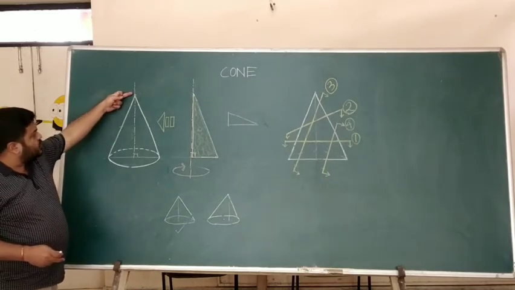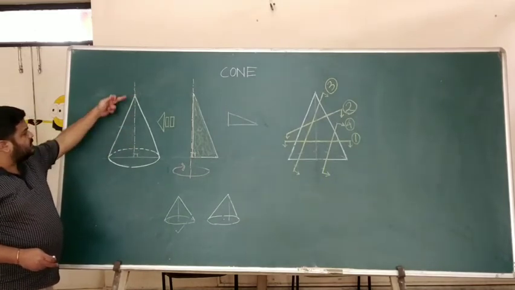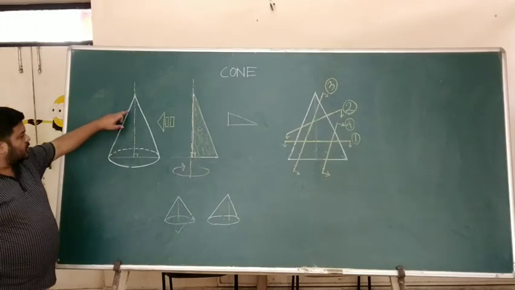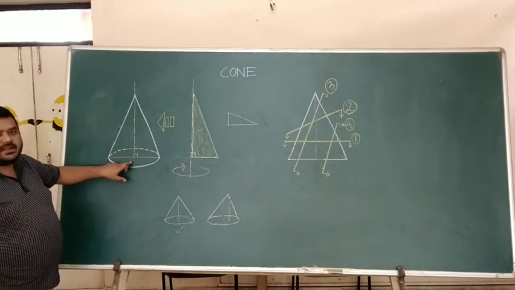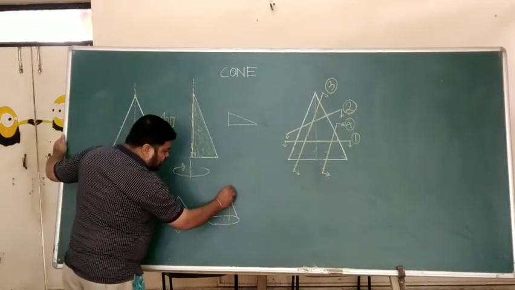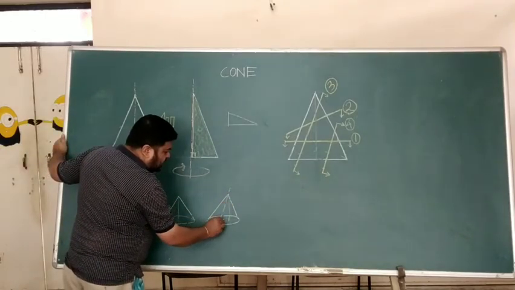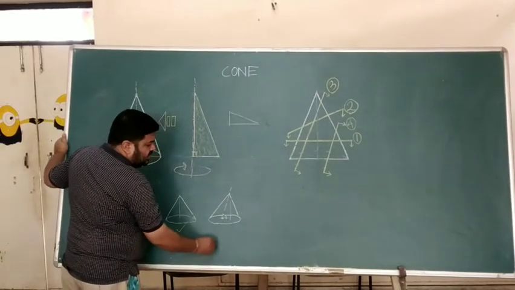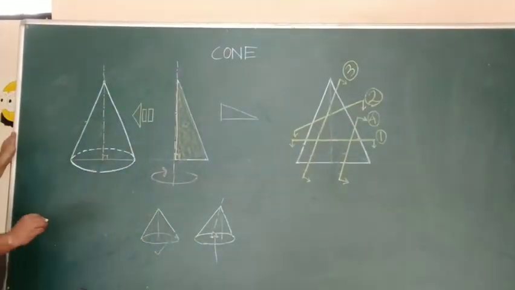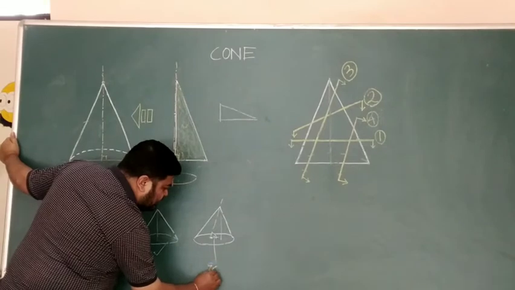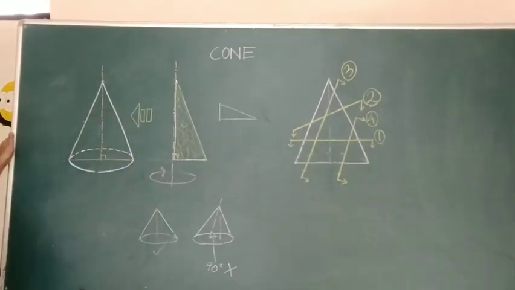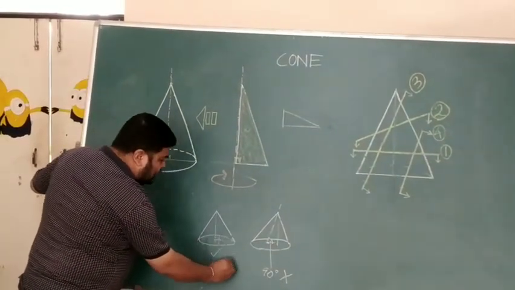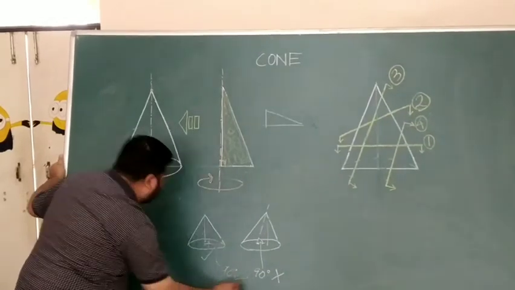Here you see this is the axis. It is passing through the apex point and the center of the base, and also it is perpendicular to the base. In an oblique cone, the axis would have some angle. The angle between the axis and the base would not be 90 degrees. Here the angle between the axis and the base is 90 degrees.